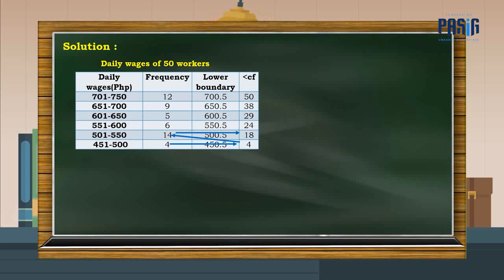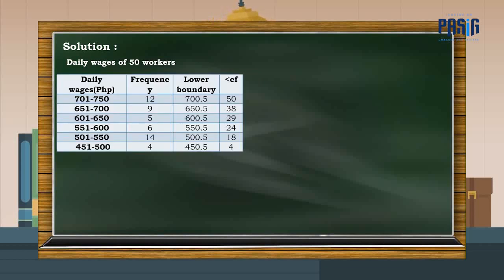To get the lower boundary, subtract 0.5 from the lower limit score of each class interval. For example, in class interval 451 to 500, we have 451 minus 0.5, that is 450.5. In class interval 501 to 550, we have 501 minus 0.5, and that is 500.5, and so on.